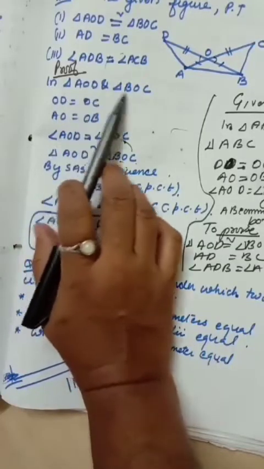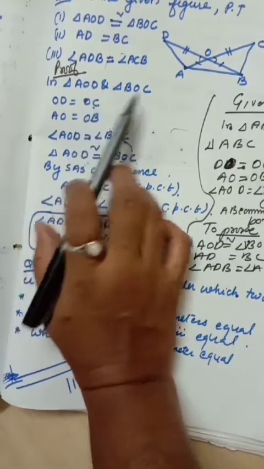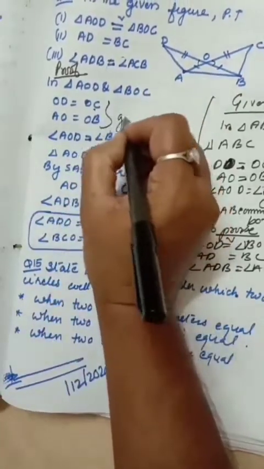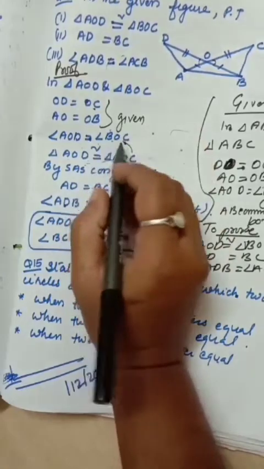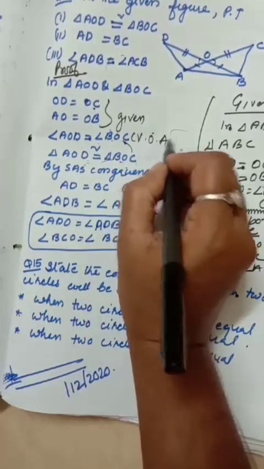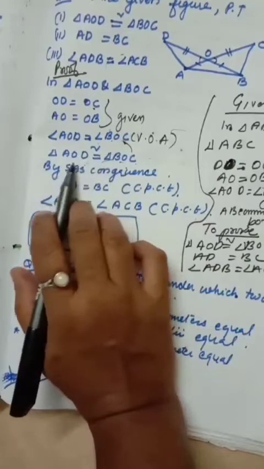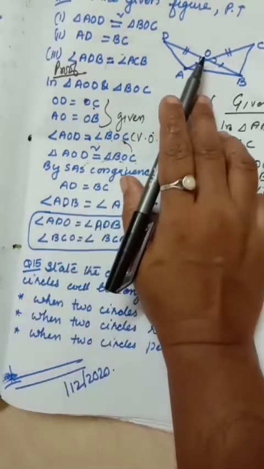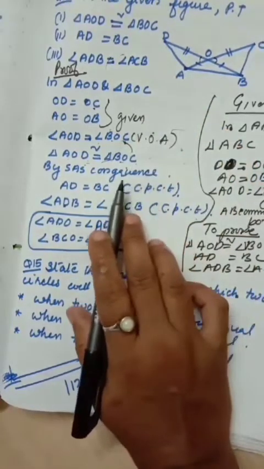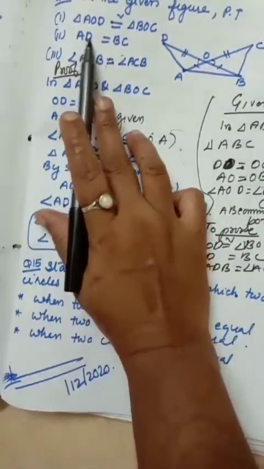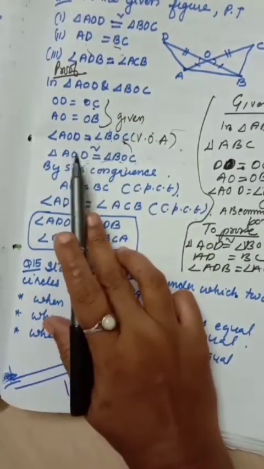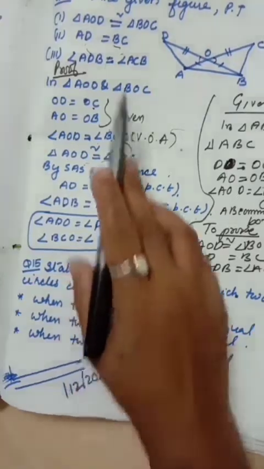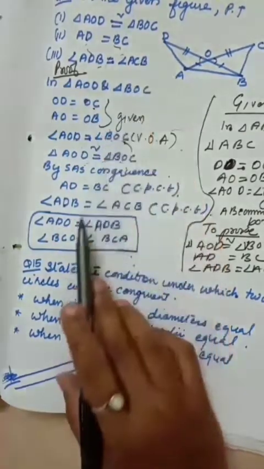Proof starting in AOD and BOC. OD equal to OC, AO equal to BO. These are given. AOD equal to BOC, that is vertically opposite angle. By SAS congruence, you can say these two triangles are congruent. From here you will get AD equal to BC. First and last, first and last. Next, ADB equal to BCA.